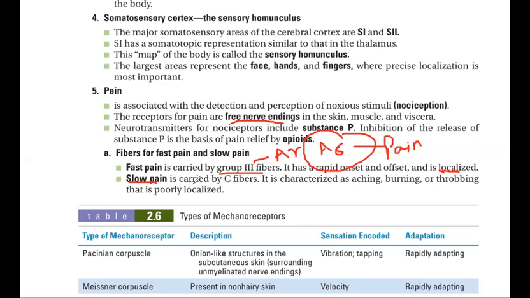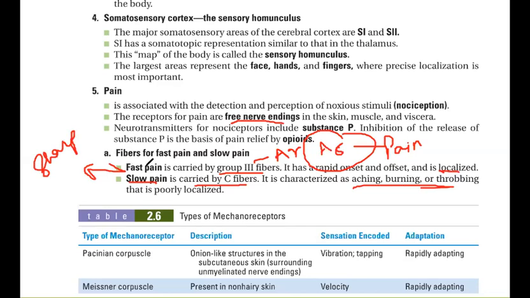But the slow pain is carried by the C fibers, as I told you. It is characterized by aching, burning, throbbing. Now, let me tell you one thing. The fast pain is sharp in nature. You should also know the nature of pain. In your history taking, when the patient comes, you ask, is the pain sharp or dull? Is the pain pricking, aching, burning, throbbing? What kind of pain? The character of pain.